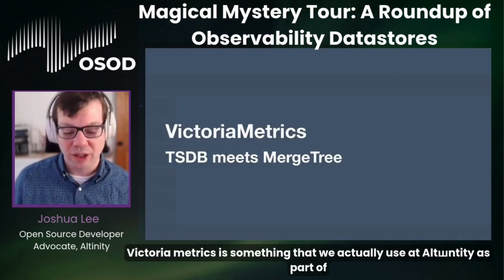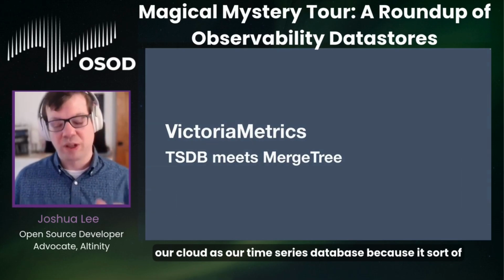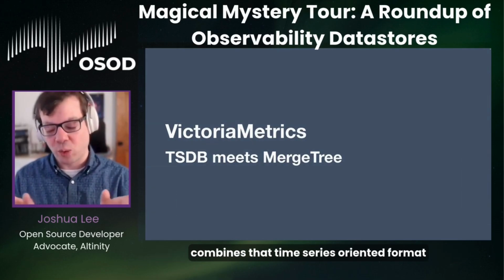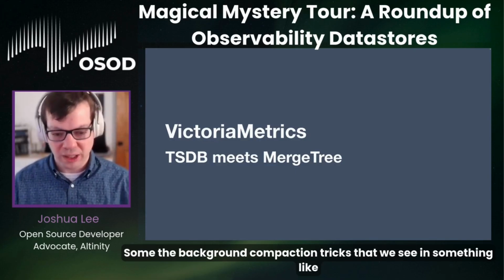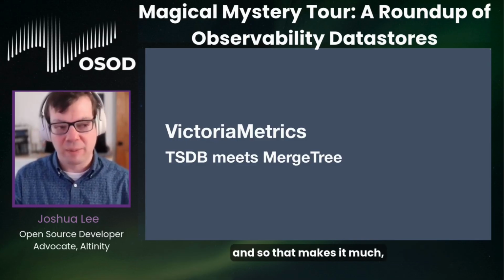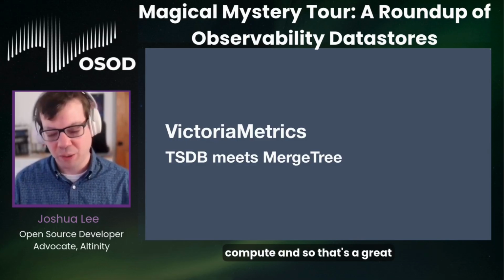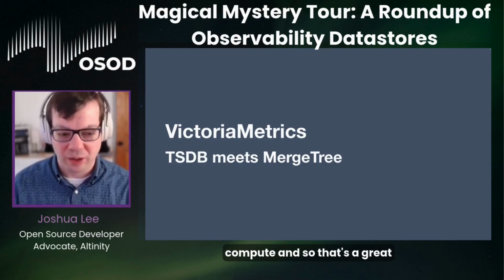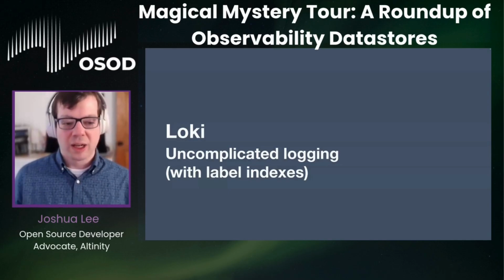VictoriaMetrics is something that we actually use at Altinity as part of our cloud as our time series database, because it combines that time series oriented format of Prometheus with some of the background compaction tricks that we see in something like ClickHouse MergeTree or a log structured merge tree. And so that makes it much more efficient than Prometheus in terms of both storage and compute. That's a great choice if you care specifically about time series databases.